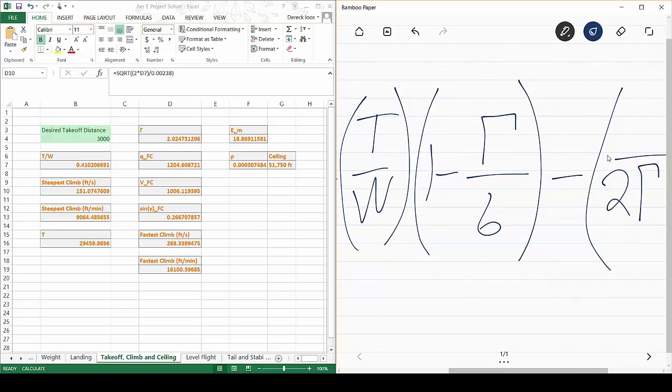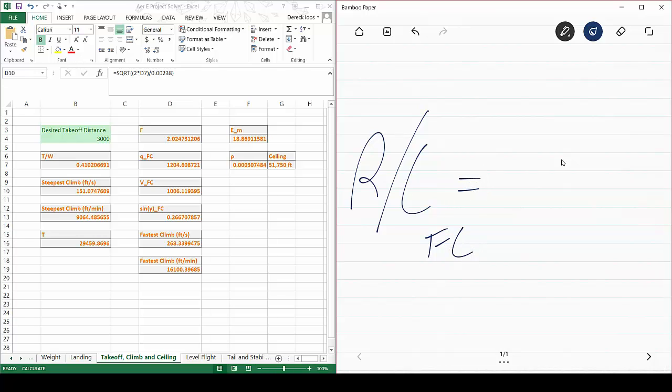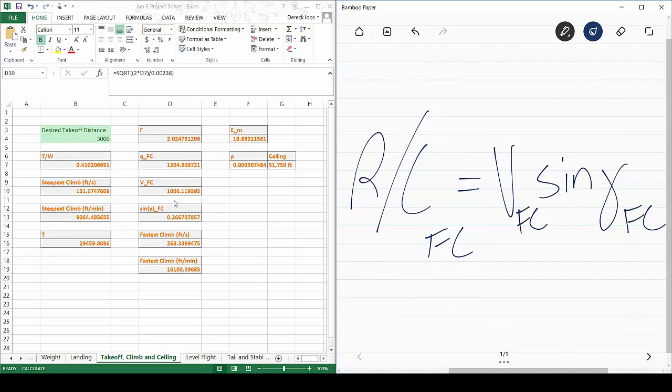Once we have the sine gamma FC value, we just multiply VFC times sine of gamma FC to get our rate of climb. And that's going to look like this. Rate of climb for our fastest climb is equal to VFC times sine gamma FC. And you'll see those two values right here, VFC and sine gamma FC, in D10 and D13 respectively. For fastest climb, you'll see D13 times D10.